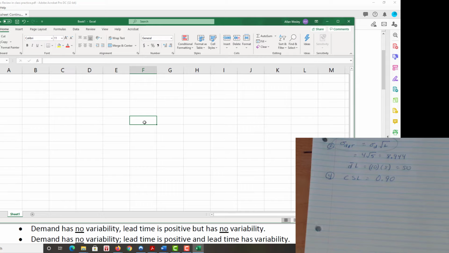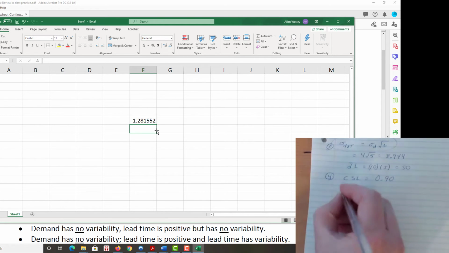Quick little sheet in Excel, real easy to do. We've done this before. We go NORM.S.INV, and then the cycle service level 0.9, and then bracket. And we get 1.28, and a whole bunch of other stuff there, right?